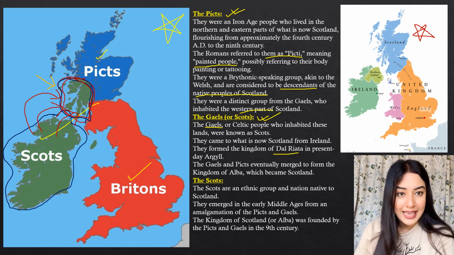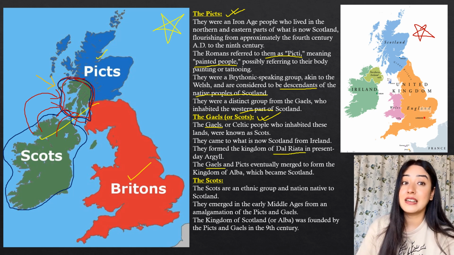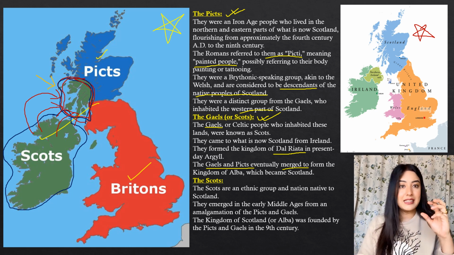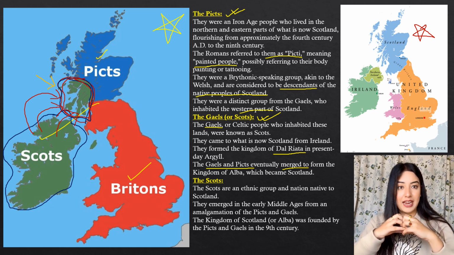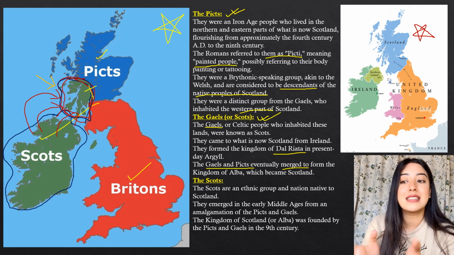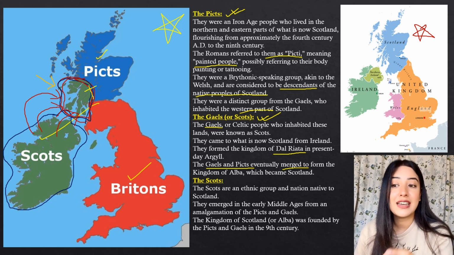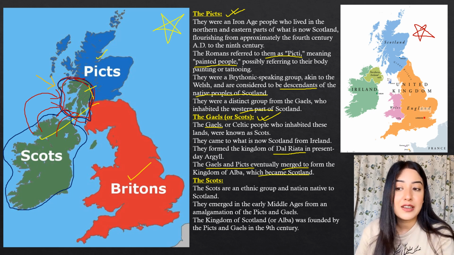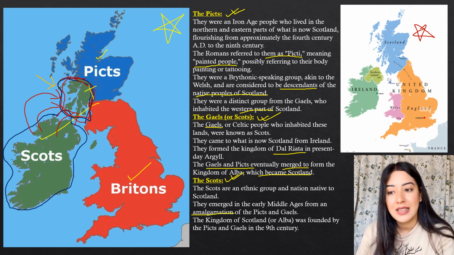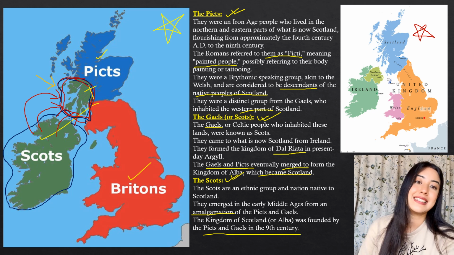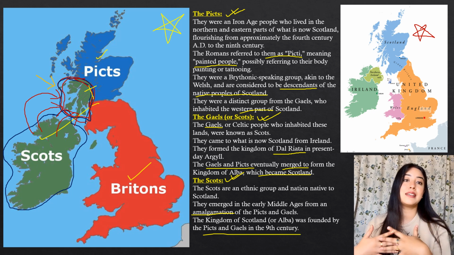Now these Gaels over here, they married and intermixed with the Picts, that is the people who were staying in Scotland. The Gaels and the Picts intermixed and married, and then they came to be known as the Scots. So the Scots are an ethnic group and nation native to Scotland. They emerged in the early Middle Ages from an amalgamation of the Picts and Gaels. The Kingdom of Scotland or Alba was founded by the Picts and Gaels in the 9th century. That is, they intermixed and intermingled and settled down.